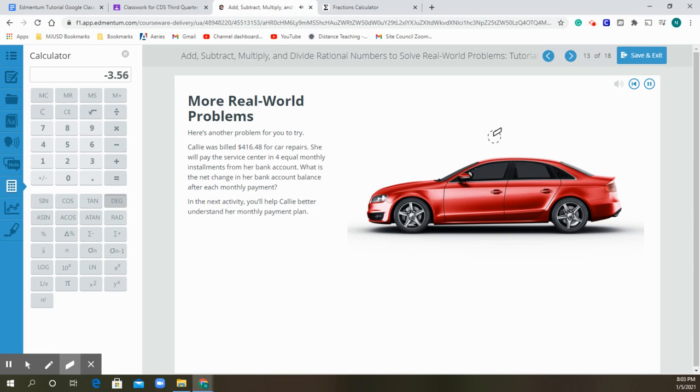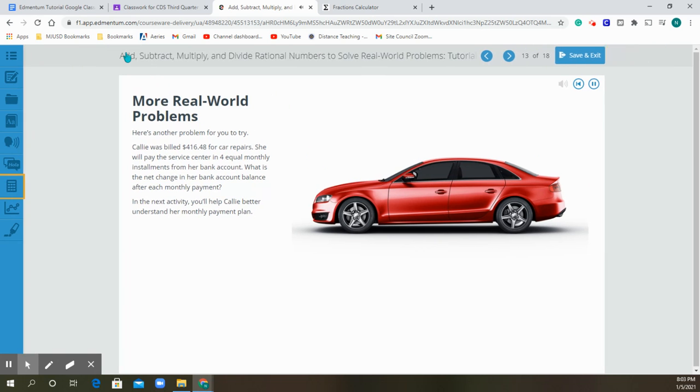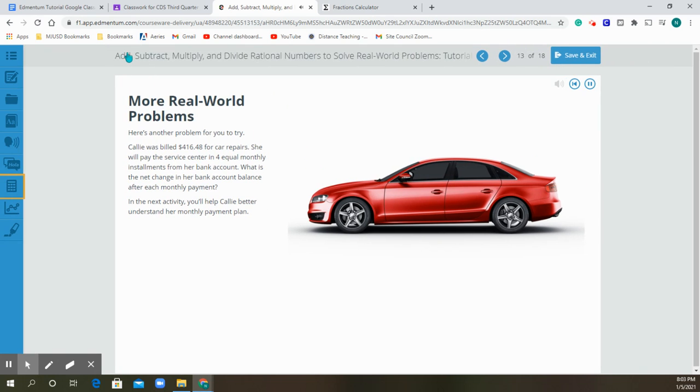More real-world problems. Here's another problem for you to try. Callie was billed $416.48 for car repairs. She will pay the service center in 4 equal monthly installments from her bank account. What is the net change in her bank account balance after each monthly payment? In the next activity, you'll help Callie better understand her monthly payment plan.